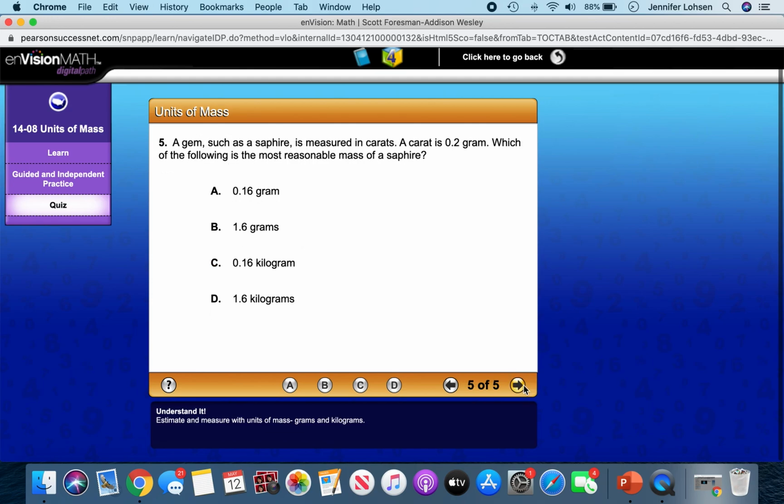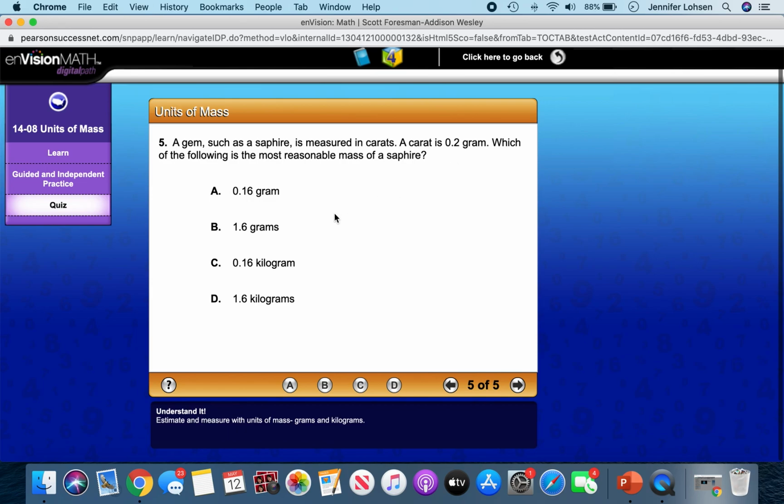And then our last question is a little tricky, but I'm going to talk y'all through it. It says a gem such as a sapphire is measured in carats. A carat is 2/10 of a gram. So it's smaller. It's literally 2 out of 10 parts of a gram. Which of the following is the most reasonable mass of a sapphire?